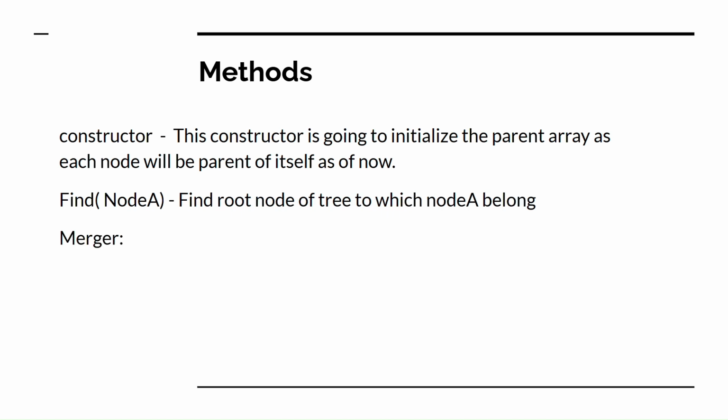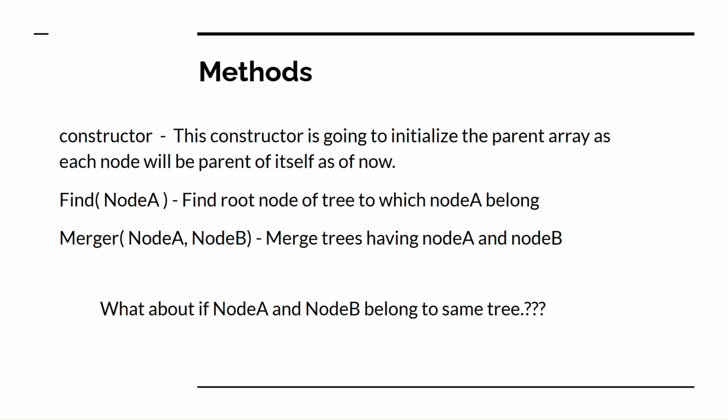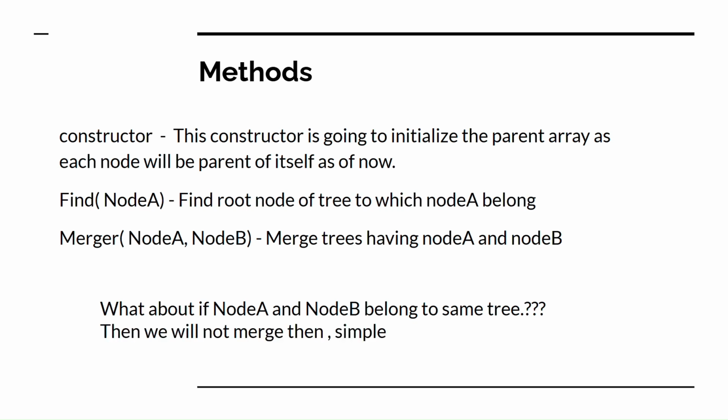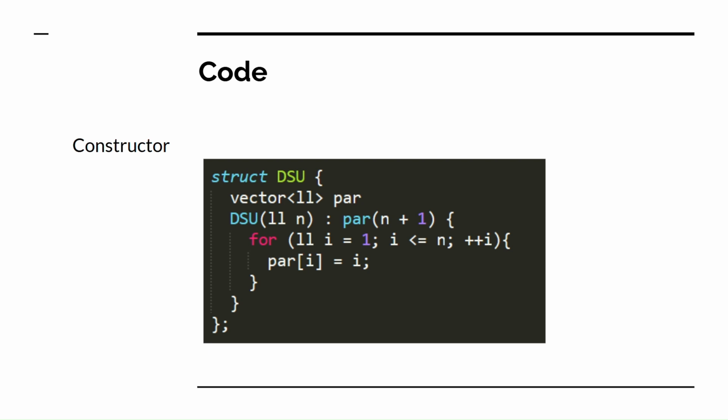Next, we need a merge function. In the merge function, we are giving two nodes as input, and we want to merge the trees to which these two nodes belong. Suppose we are given node A and node B, we want to merge the tree having node A and the tree having node B. But if A and B belong to the same tree, then we definitely do not want to merge the tree, and there's no need for it. Okay, so now let's move towards the code. Let's see the code.